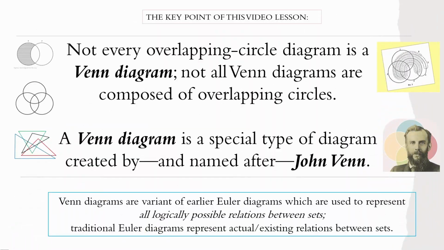The key upshots from this video lesson are that not every overlapping circle diagram is a Venn diagram, and not all Venn diagrams are composed of overlapping circles. You can make a Venn diagram using just about any shape you want, and indeed, once you get above 3 overlapping circles, you're forced into using other shapes in order to represent all the logically possible relations between the sets you're representing. The Venn diagrams we're talking about were developed by logician John Venn, and they are John Venn's diagram. That's where the name Venn diagram comes from.